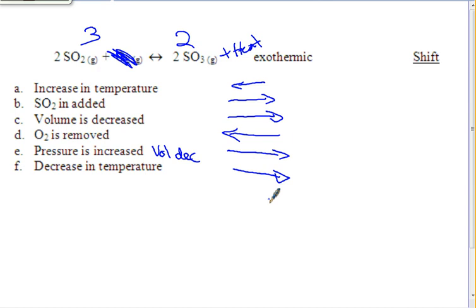2 more. What are the 2 more? Oh my God, how have I gotten this far in the day and no one's pointed out that there are 2 more? A, B, C, D, E, F. What does G say? Add argon to the reaction. Oh, add argon. That's where all my good jokes went.